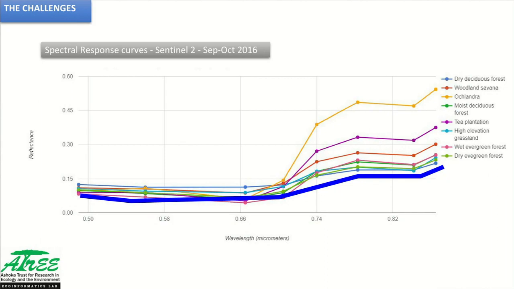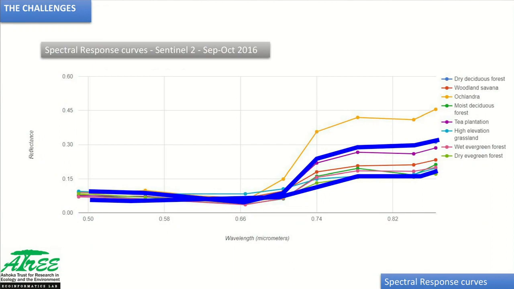Secondly, another important problem is spectral inseparability. So when we are talking about medium resolution satellite images, it's really hard to differentiate different forests by a single date image. But if you are aware of seasonal changes like the vegetation phenology, it can help us to differentiate different forests. For example, the bottom blue line represents dry deciduous forest, and this spectral curve is representing the actual reflectance of Sentinel in September and October. So it is almost at the bottom of the graph.